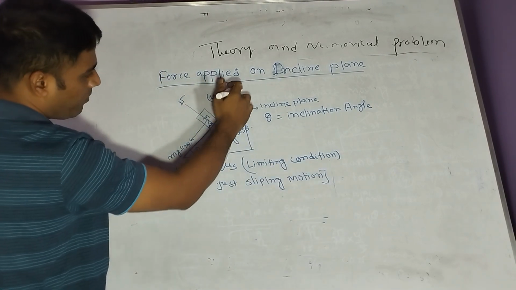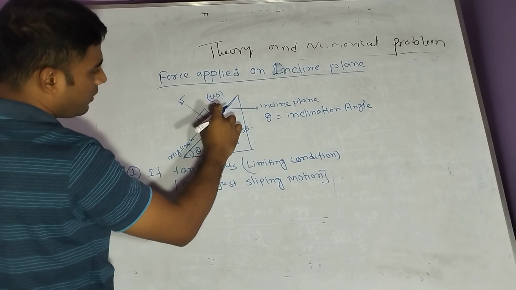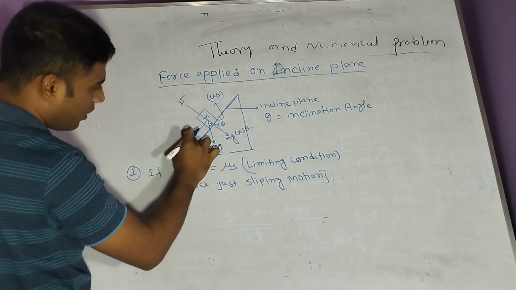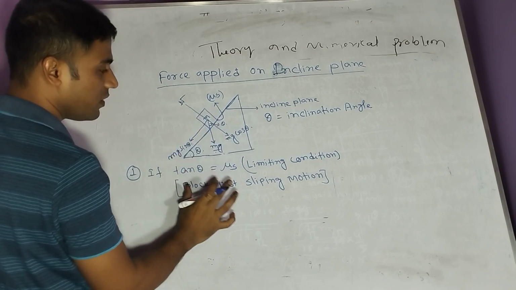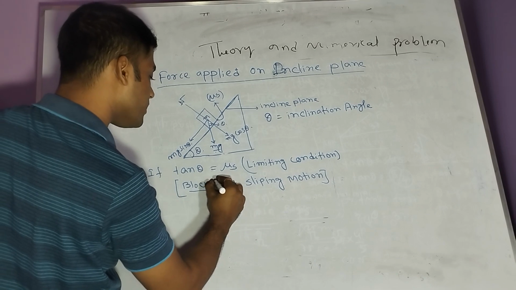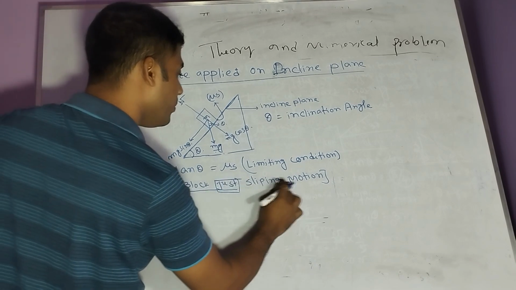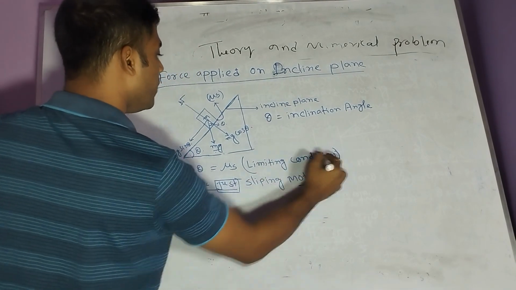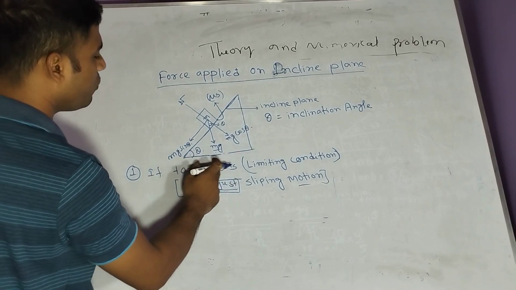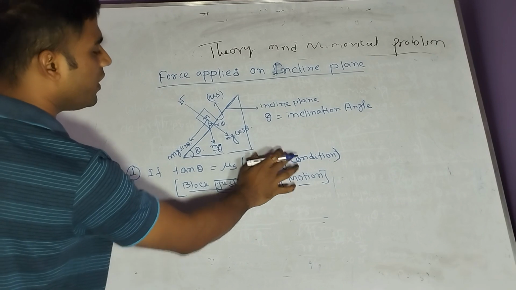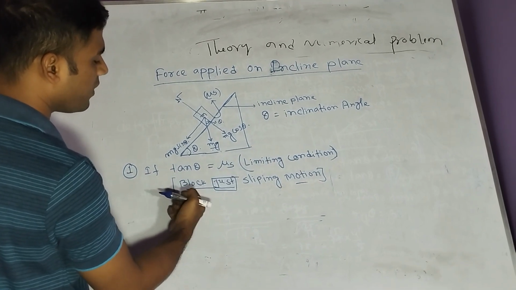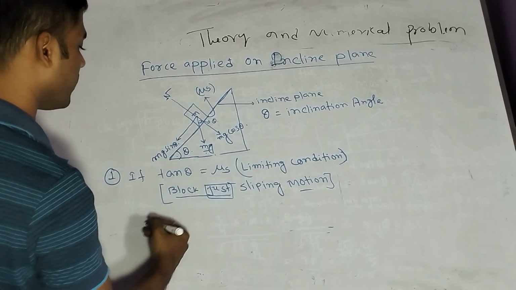Sleeping means, on this inclined plane, the body is just ready to slip downward, but slipping has not started; it is ready for slipping motion. This language is very important. Block just, this language, just slipping motion. This is called the limiting condition. The limiting condition value is tan theta equal to mu s. If tan theta is equal to mu s, then it is denoted the limiting condition.